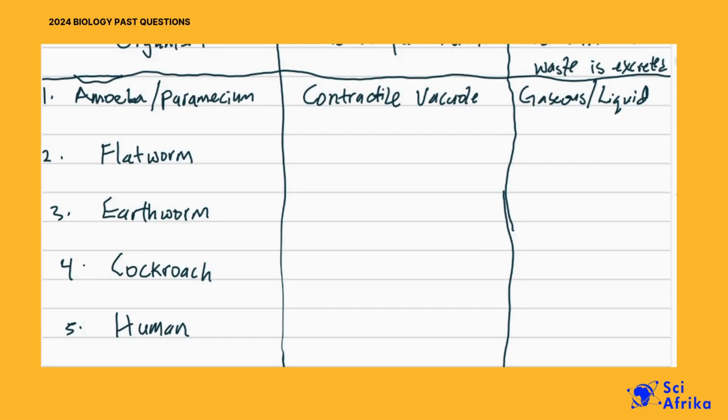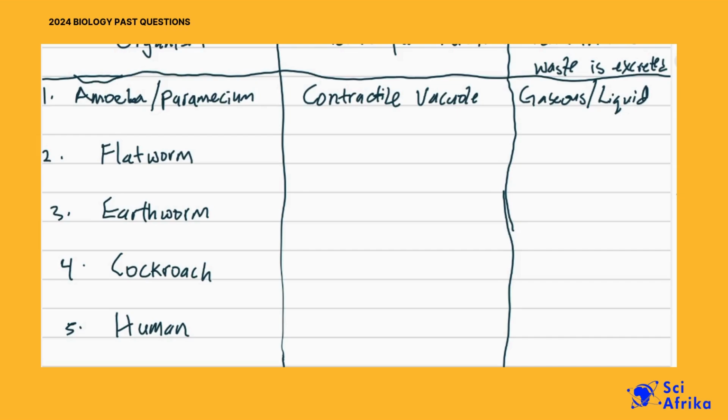So let's go down to the next one, flatworms. What do flatworms use for excretion? Before we go to that, I believe we all understand flatworms. Flatworms are members of the phylum Platyhelminthes. They are invertebrates. They don't have bones. And they are members of phylum Platyhelminthes because they have a flattened body, so they are called flatworms.